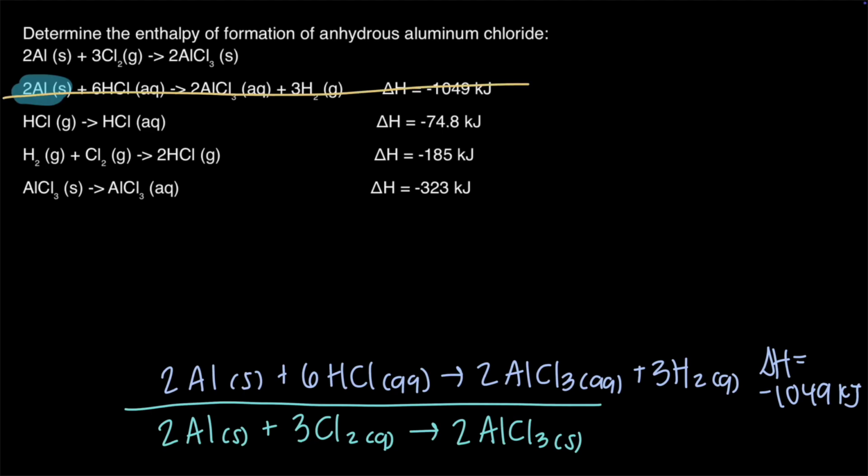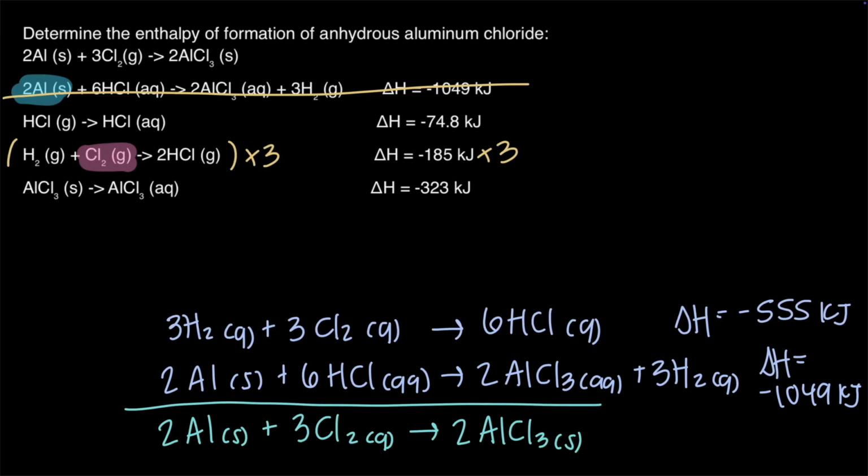Let's find Cl2. It's only in the third equation. In our final equation, we need 3 on the reactant side. In the given equation, we only have 1 on the reactant side. To change it to 3, we must multiply the whole equation by 3. The new equation is 3H2 plus 3Cl2 forms 6HCl, and the new enthalpy value will be 3 times negative 185, which is negative 555 kilojoules. Cross it off the equations that we can use, and let's move to the next compound.